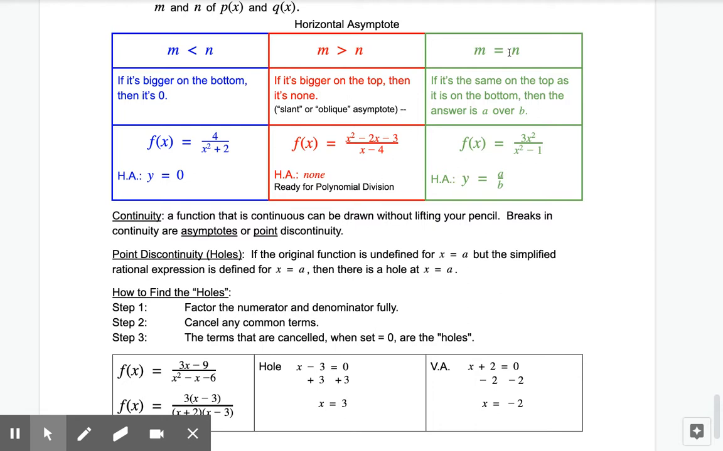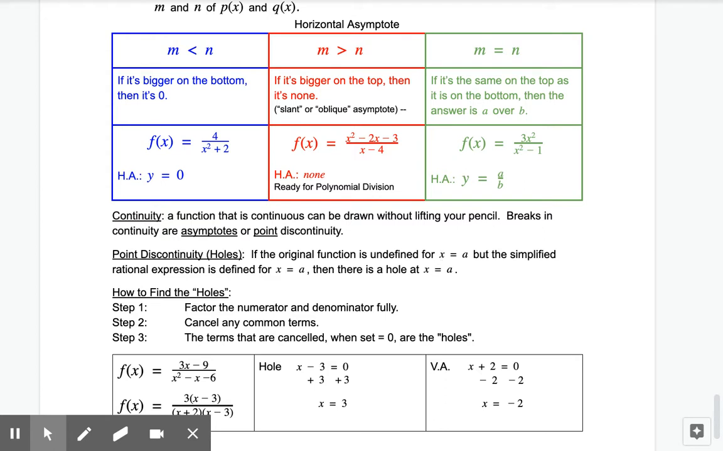If m is equal to n, if it has the same degree on the top as on the bottom, then the answer is a over b. So here we have highest degree 2. In the denominator, we have highest degree 2. So the horizontal asymptote is y equals a divided by b.